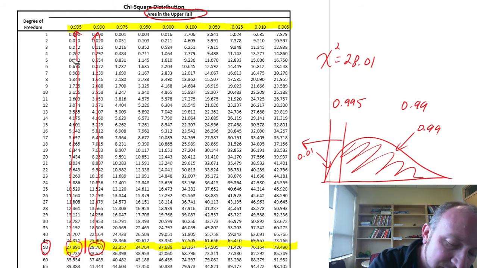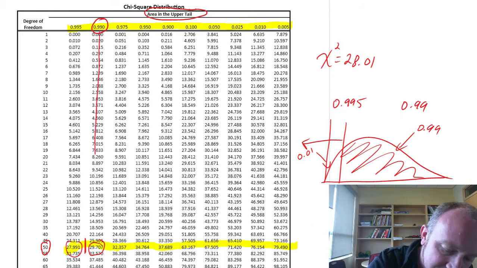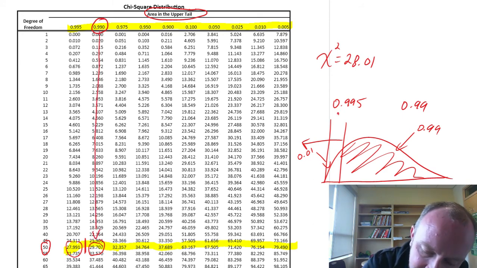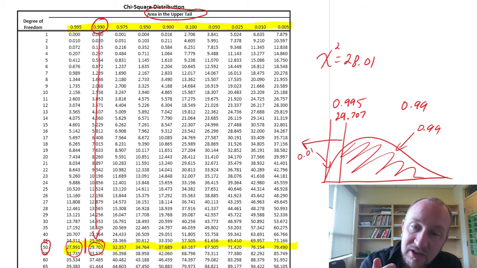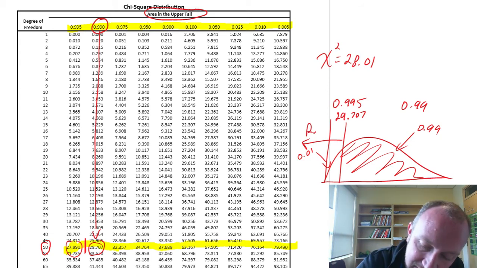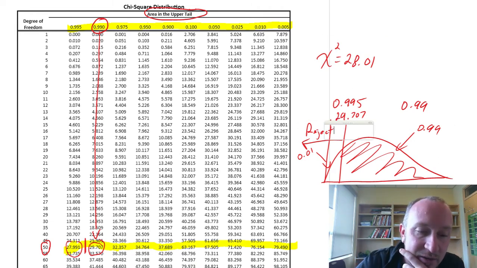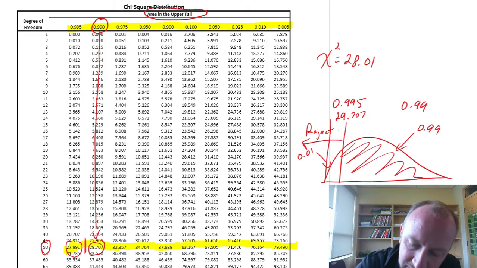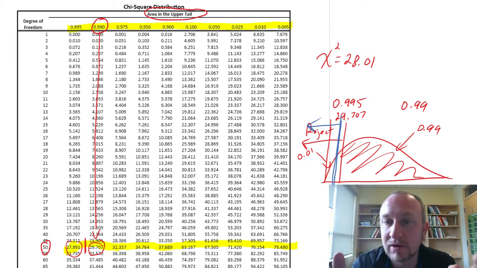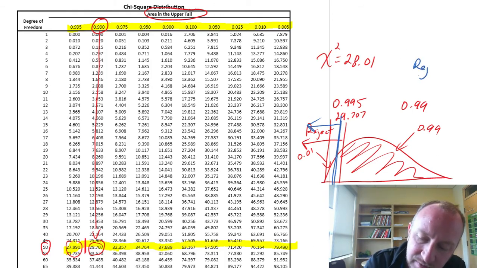So for that, let me come back and look at this. Here's our 0.99 in the upper tail. So that gives me that value of 29.707 as my critical value. And so anything below that is our rejection space for a lower tail test. So if my test statistic was 28.1, that definitely is below that lower tail critical value. So this is going to give us sufficient evidence to reject our null hypothesis.